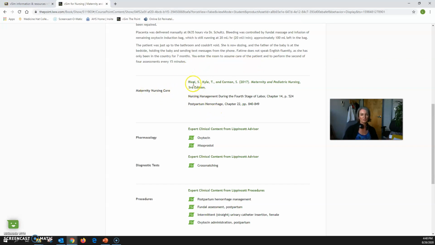Now, do we have Ricci and Kyle and Carman, Maternity and Pediatric Nursing? No, we have a different textbook. But if you go into your postpartum chapter, you've already done a lot of these readings, and you spend some focus readings on postpartum care and assessments, especially on your BUBBLE-HE. You're certainly going to want to review that with a strong focus on postpartum hemorrhage.